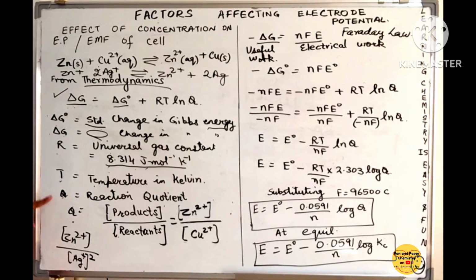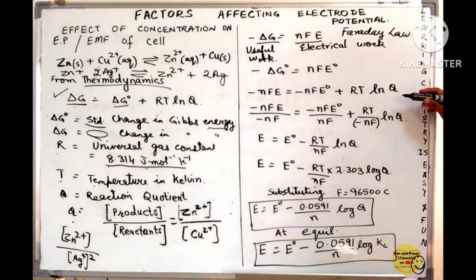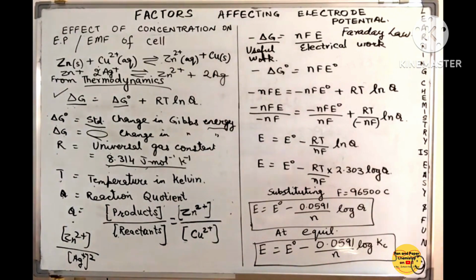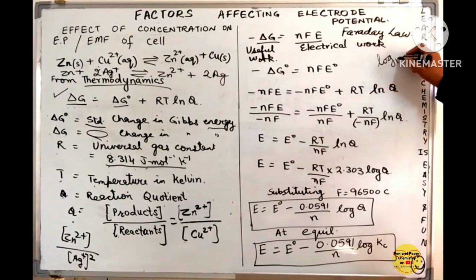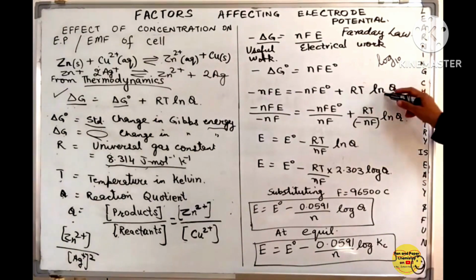Reaction quotient means it's the equilibrium constant when equilibrium has not been reached. That means it is the equilibrium constant expression for a reaction with concentrations other than the concentrations at equilibrium. Coming to our derivation once again, we have minus nFE equals minus nFE naught plus RT natural log of Q. Natural log means to the base e. Till now in your study you would have been dealing with logarithms to the base 10, but this is to the base e.